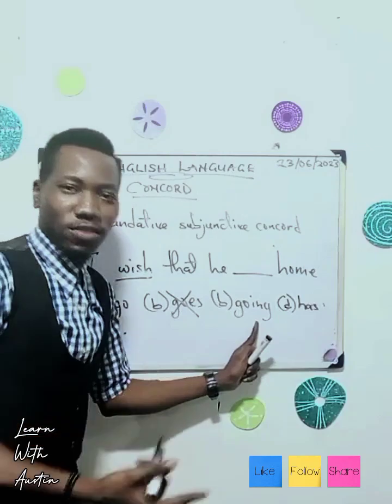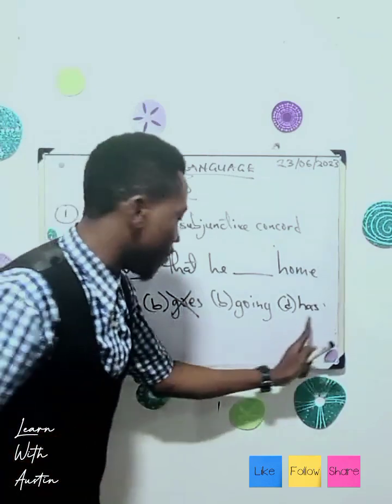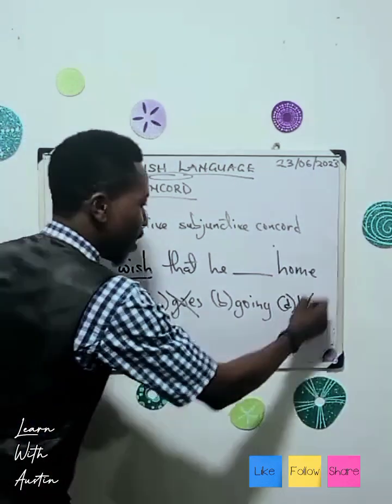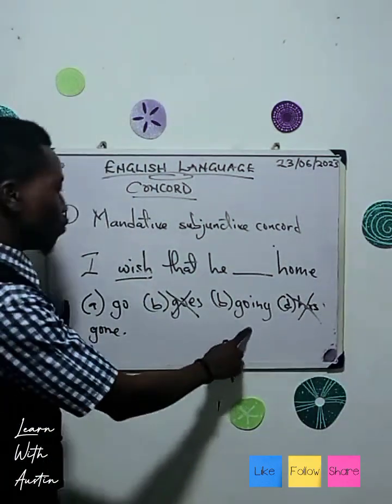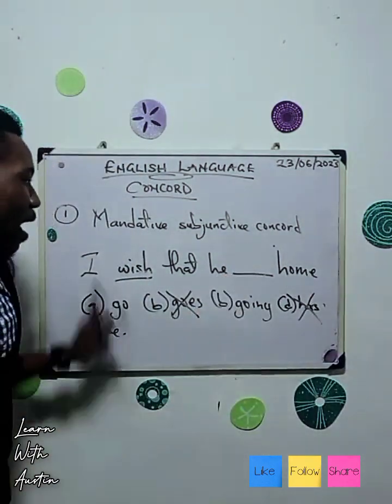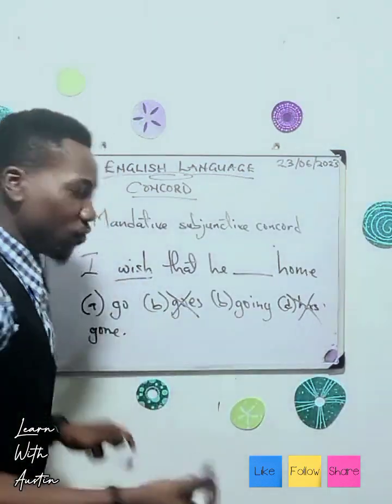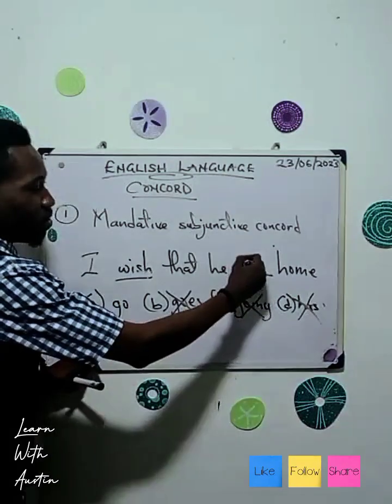Going is continuous tense. Alright, let's just leave it first. Has gone, singular or plural? Has is singular, so that's out. So now, we want to look at these two. Which will fit in? I wish that he go home, or I wish that he going home. Of course, this does not make sense. The answer is he go.